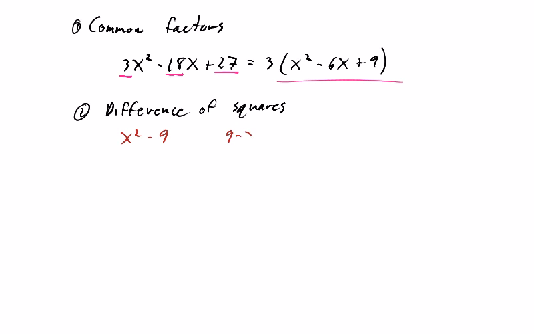9 minus x squared. We haven't worked with too many where we wrote it in reverse order with the c term first, but you can have c plus bx plus ax squared. So that would be a reverse order of what we had before. And 16x squared minus 25. These are all perfect examples for the difference of squares.